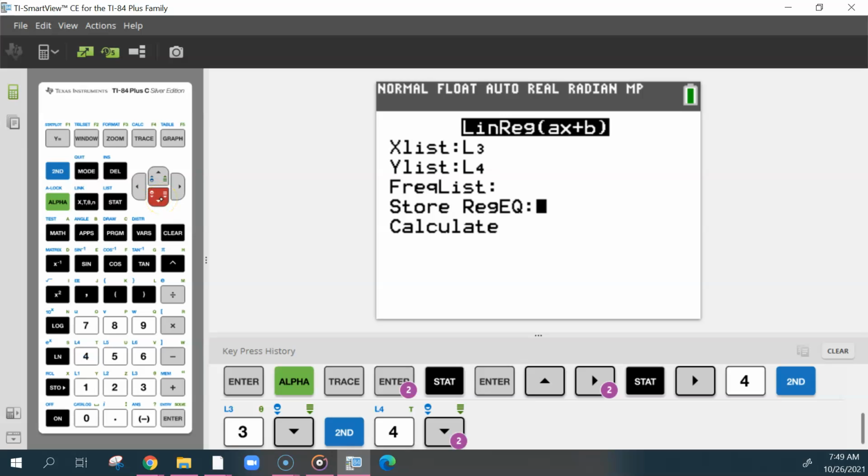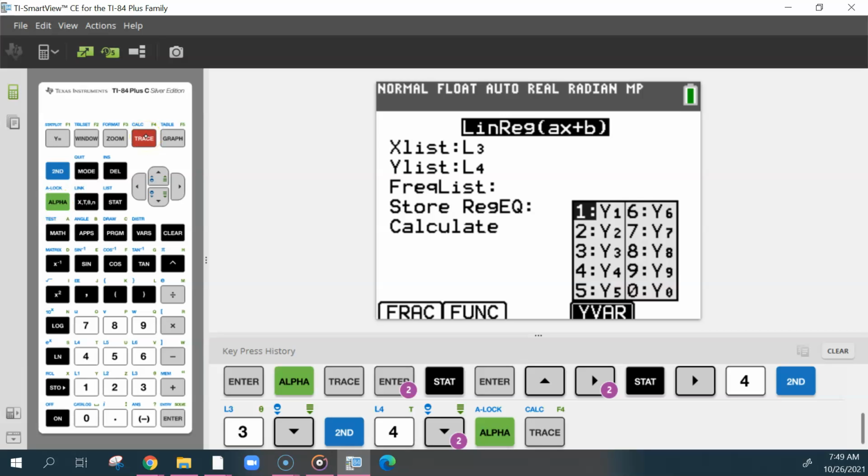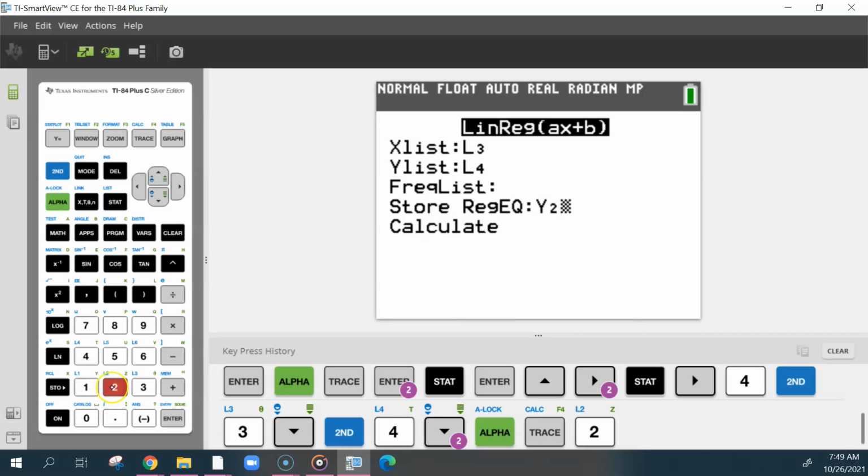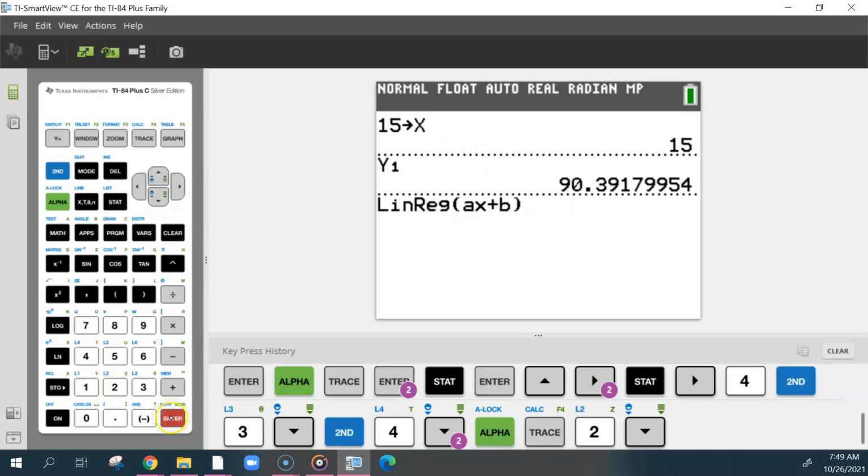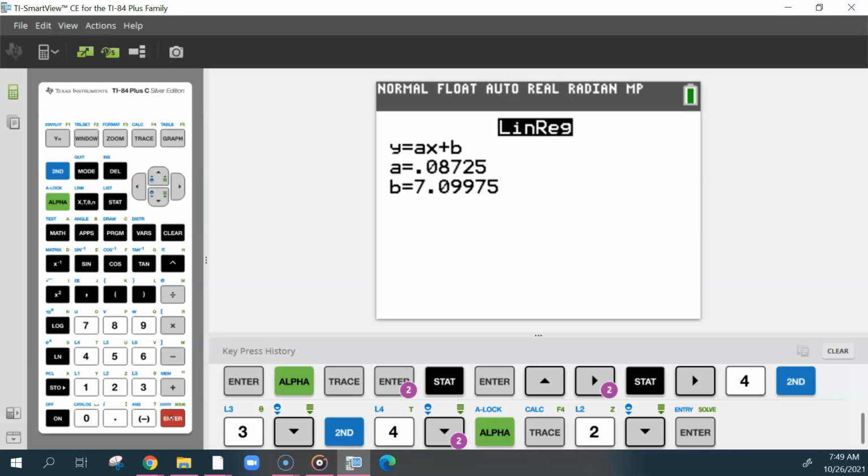Scroll back down to Store, hit Alpha Trace. You can store it in Y1. I'm going to store mine in Y2 just because I already have something stored in Y1. And then Calculate. And that was the equation you should have gotten. Some of you were getting wrong equations for this one, and I'm not sure if you were putting in the data wrong, using the 2000 instead of the 0, or you missed the number. I'm not sure what happened there.